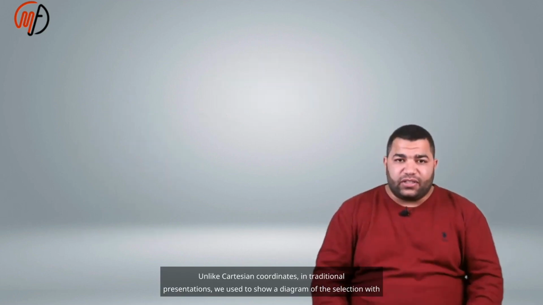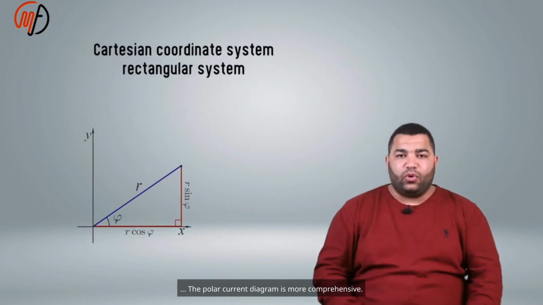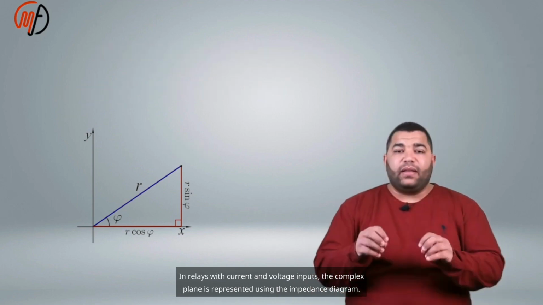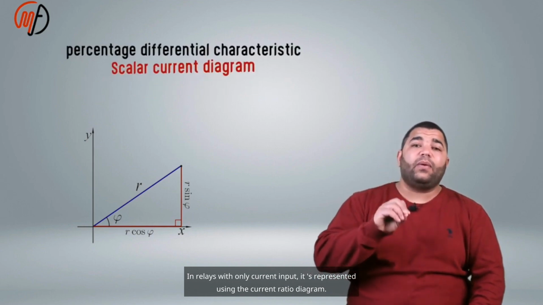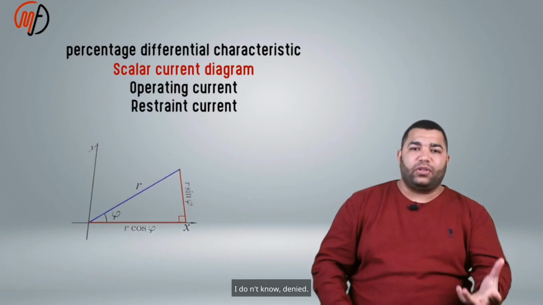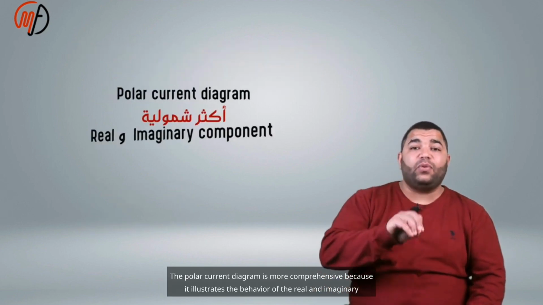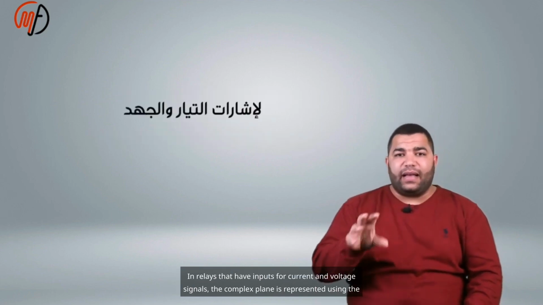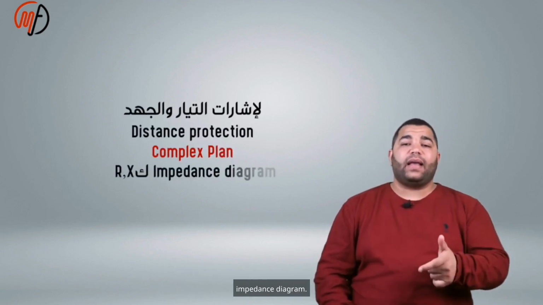Unlike Cartesian coordinates, in traditional presentations, the polar current diagram is more comprehensive. In relays with current and voltage inputs, the complex plane is represented using the impedance diagram. In relays with only current input, it's represented using the current ratio diagram. The polar current diagram is more comprehensive because it illustrates the behavior of the real and imaginary components together on the complex plane. In relays that have inputs for current and voltage signals, the complex plane is represented using the impedance diagram.